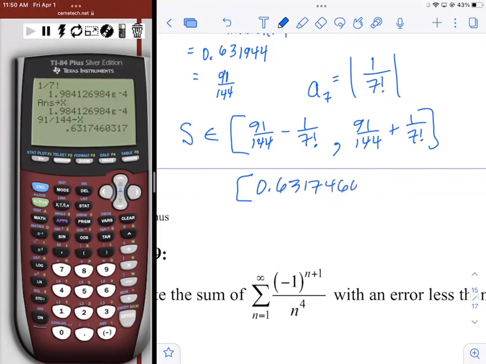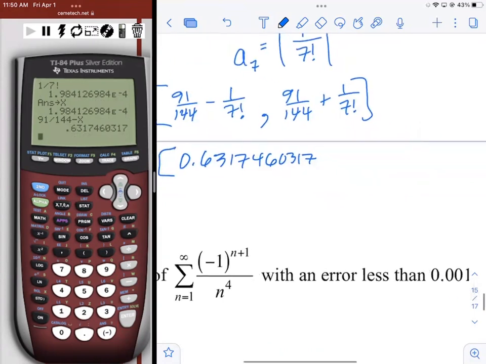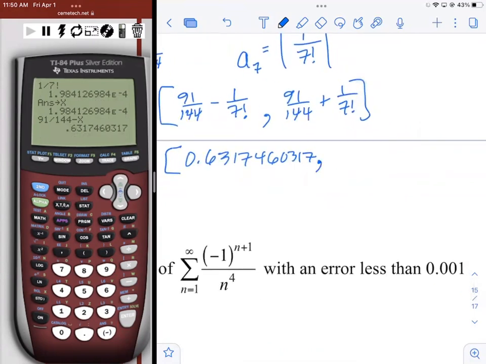This is 0.6317460317. I'm writing out more than 3 decimals, obviously, because I want to be able to compare it. And then I can just hit second enter if I want to, recall it, and go to the plus, right, for your upper bound. 0.6321428571. There you go. I don't know what the actual sum is, but I know it has to live within this interval. Right? So I've trapped it. I know what it is at least to the hundredths place, right?